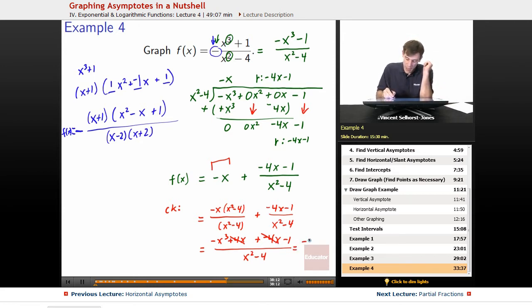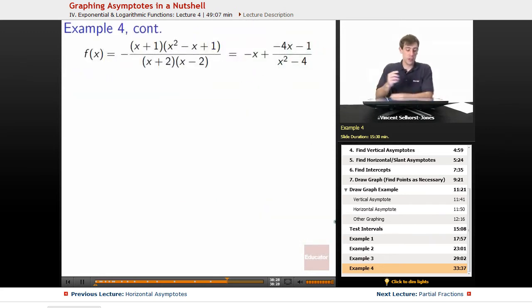And we get negative x cubed minus 1 over x squared minus 4, which, as we already talked about, is the same thing as negative x cubed plus 1. We can distribute that negative and we get negative x cubed minus 1. So it checks out. That's good. Great.